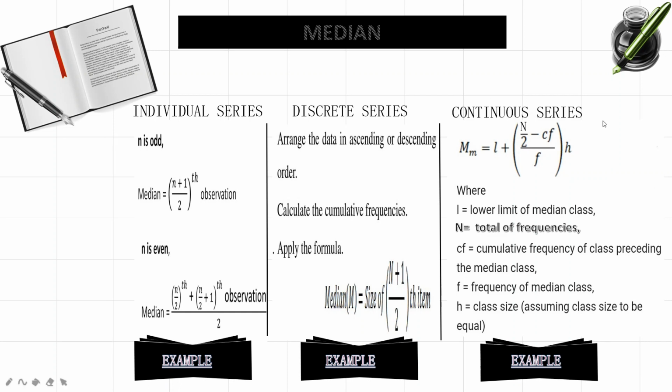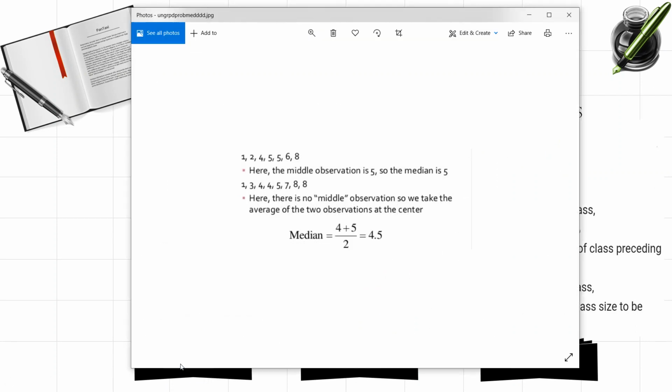Let me give a small example for understanding this. Here is an example. First I took an odd number of observations, that is 1, 2, 4, 5, 5, 6 and 8. According to the formula (n plus 1) by 2, we have to find it out first. N is 7. 7 plus 1 by 2, 8 by 2, which is 4. What is the fourth observation here? 5. So 5 is the median, simply.